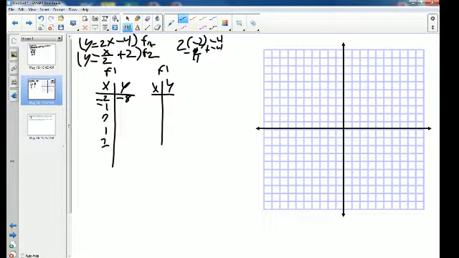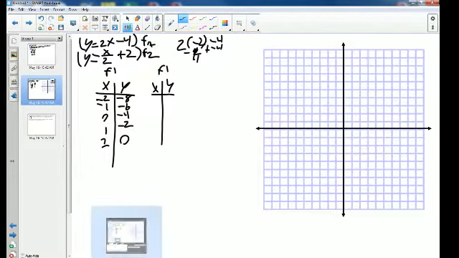Negative 1 will be negative 6. 0 will be negative 4. 1 will be negative 2. And 2 will be 0. So to graph that, it's again negative 2, negative 8, up 2 over 1.